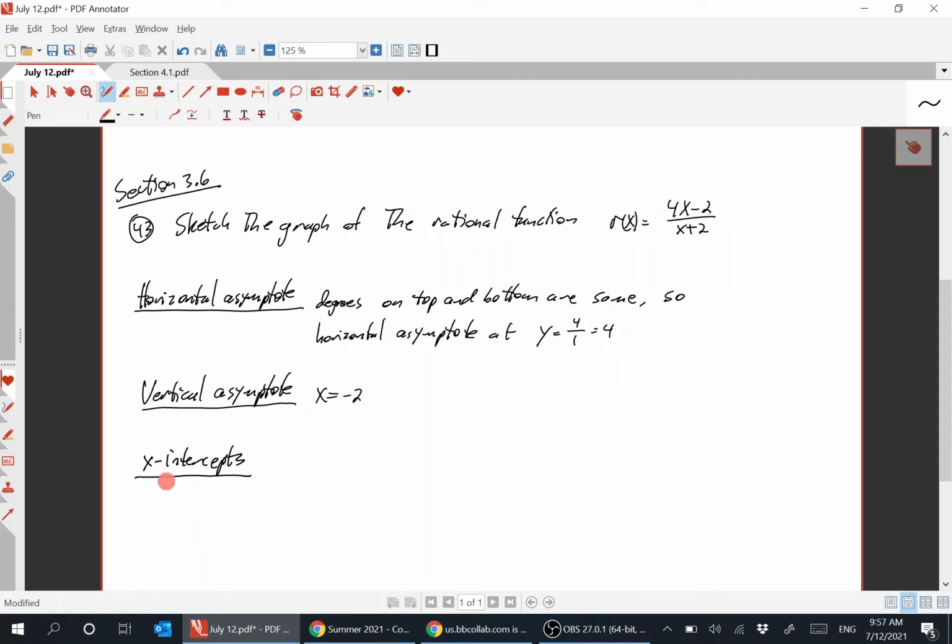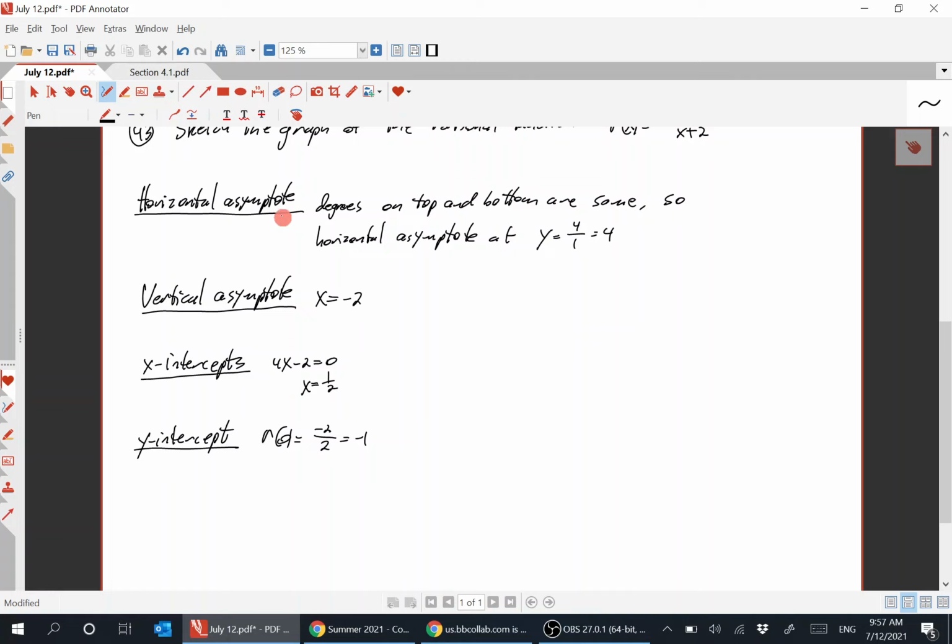Other features help to sketch the graph of this function. First, the x-intercept. Where is the top equal to 0? That's where 4x minus 2 is equal to 0, at x equal to a half. And the y-intercept happens where x is equal to 0. So that's r of 0, which is minus 2 over plus 2, which is minus 1. So horizontal asymptotes, vertical asymptotes, x-intercepts, y-intercepts.